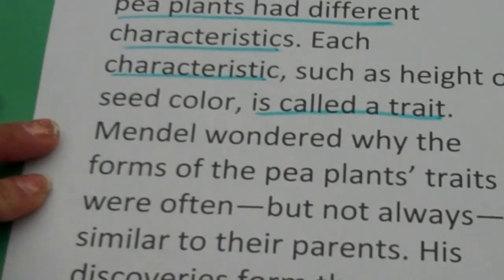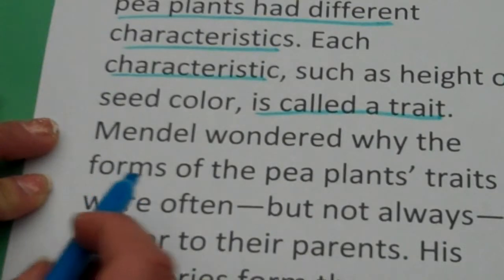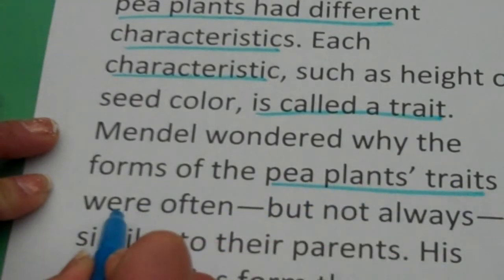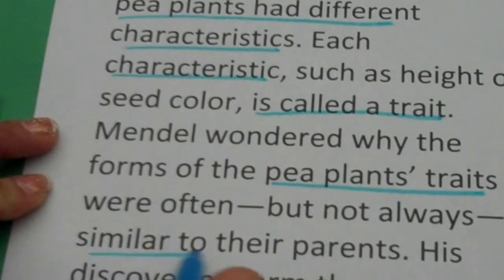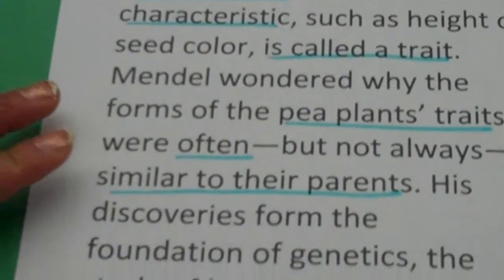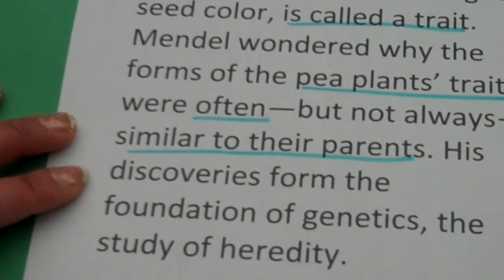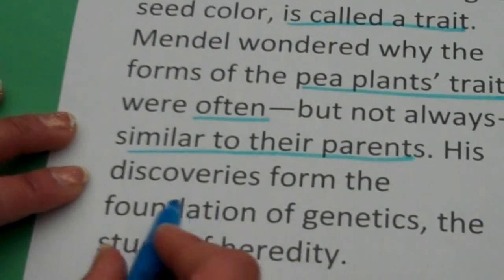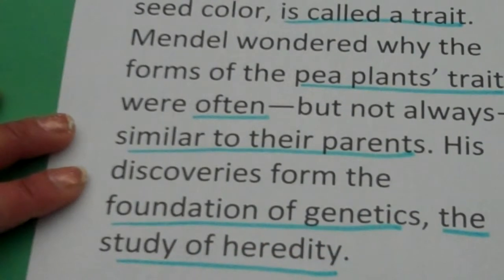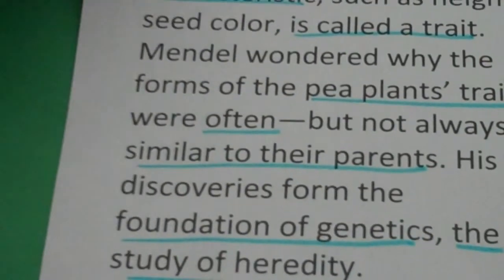Mendel wondered why the forms of a pea plant's traits were often, but not always, similar to their parents. So here, what did he wonder? What was he studying? He noticed the pea plant's traits were often, but not always, similar. So they were not always similar, but often similar to the parents. His discoveries form the foundation of genetics, the study of heredity. So this is the foundation of genetics, what we're studying right now, the study of heredity. Okay, so from that, I'm able to take that and copy it into the two column notes.